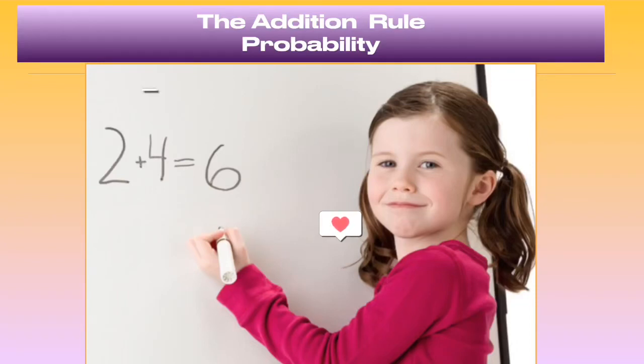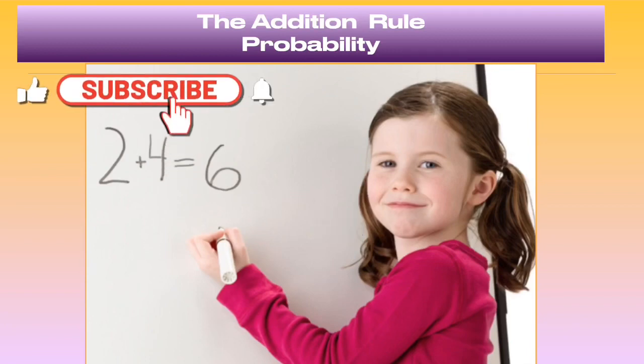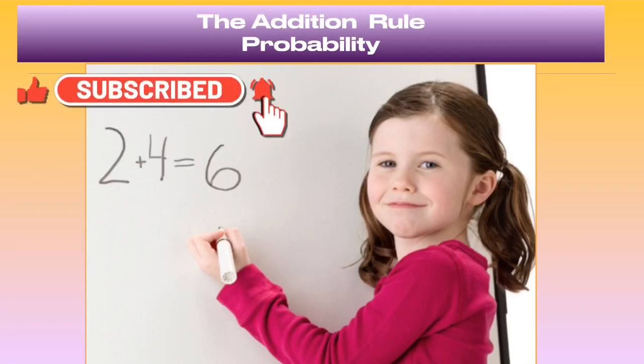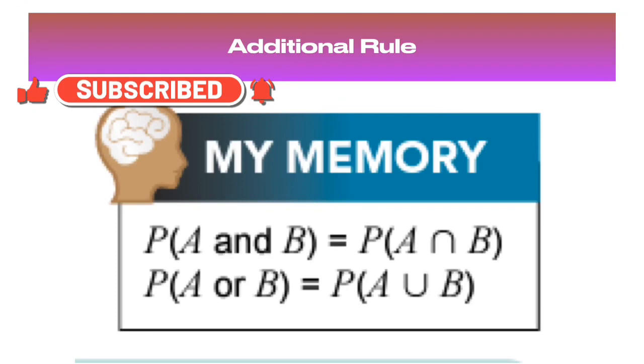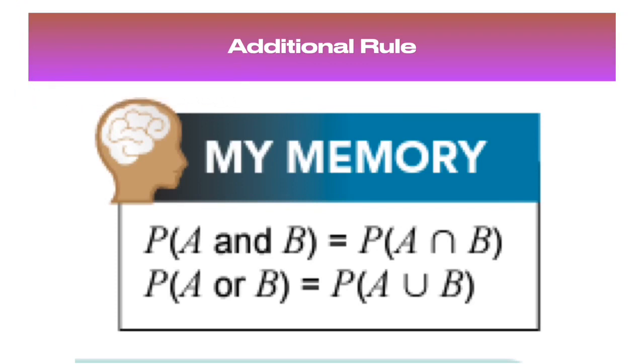Today's topic is the addition rule for probability. Please memorize the important formula. Probability of A and B is equal to probability of A intersect B. And probability of A or B is equal to probability of A union B.